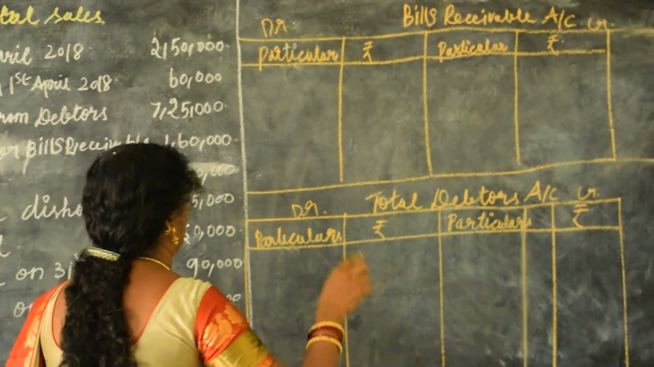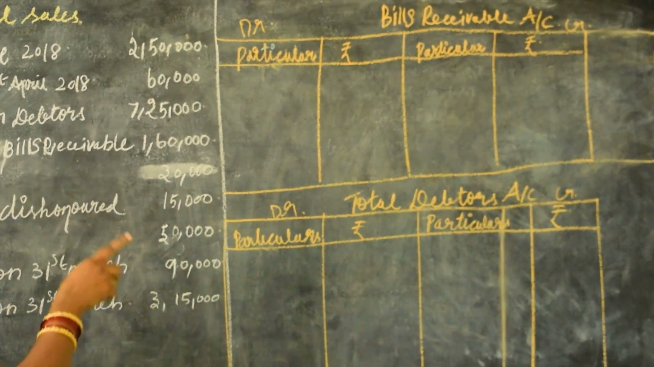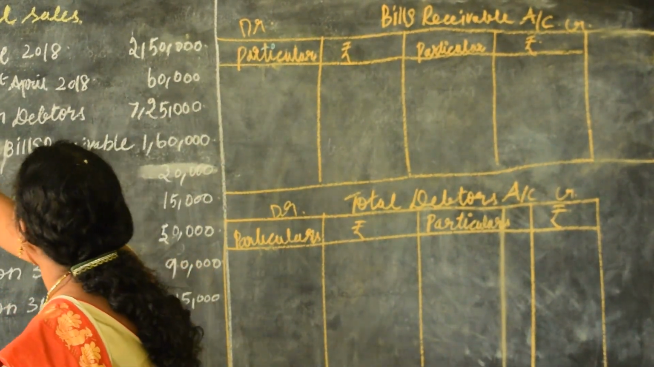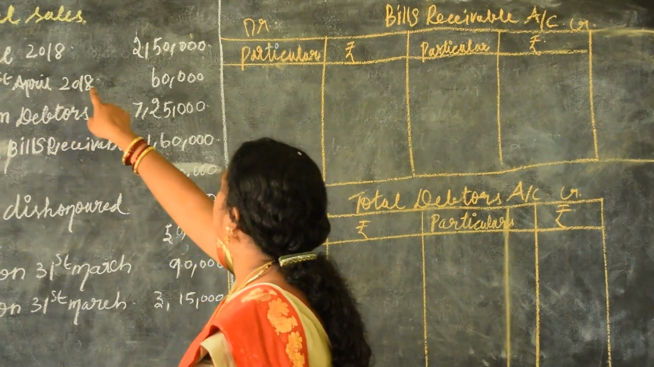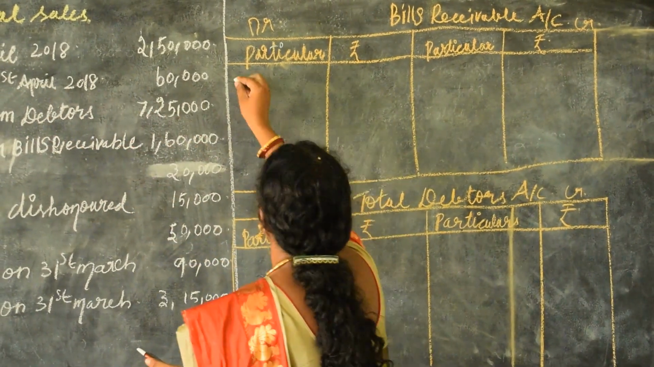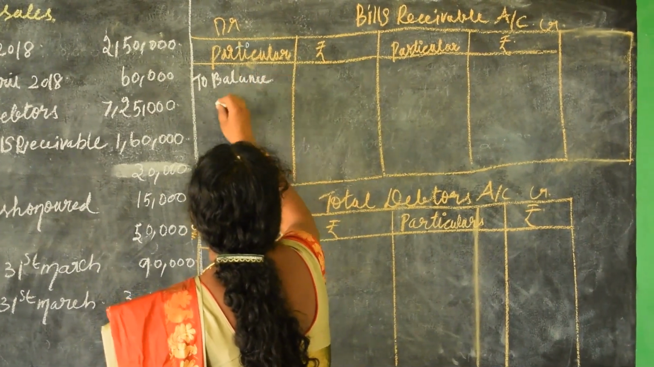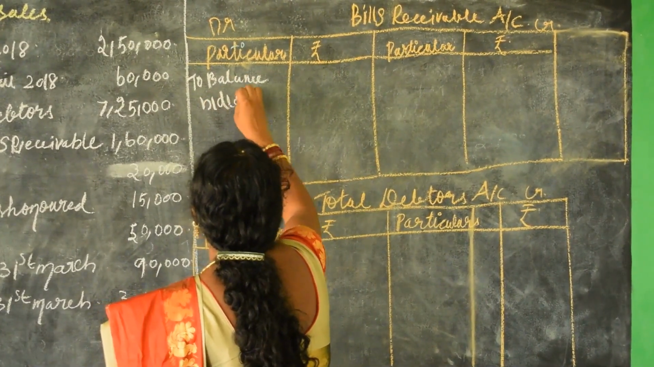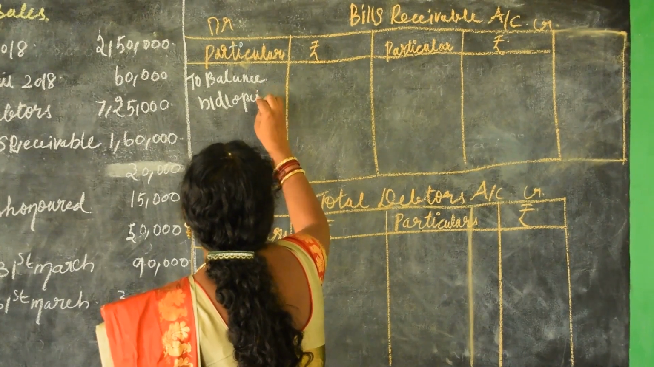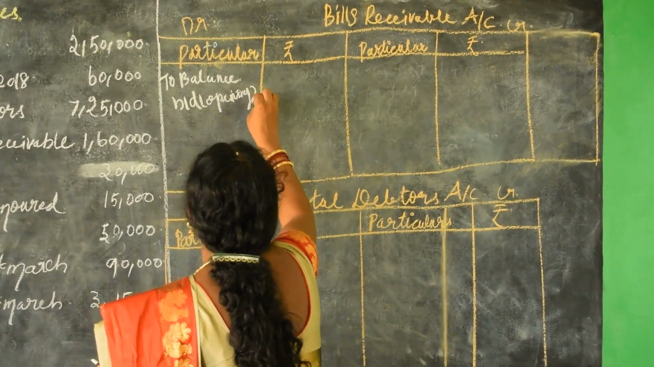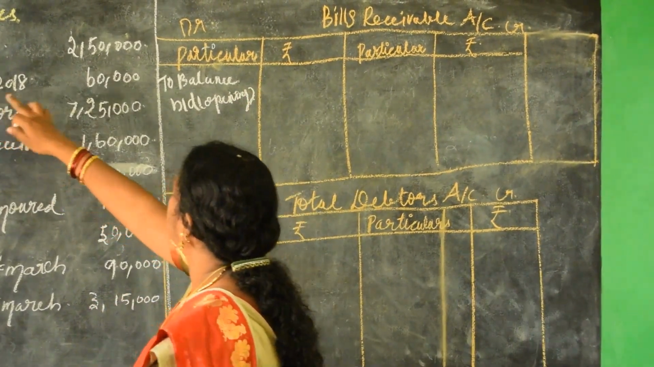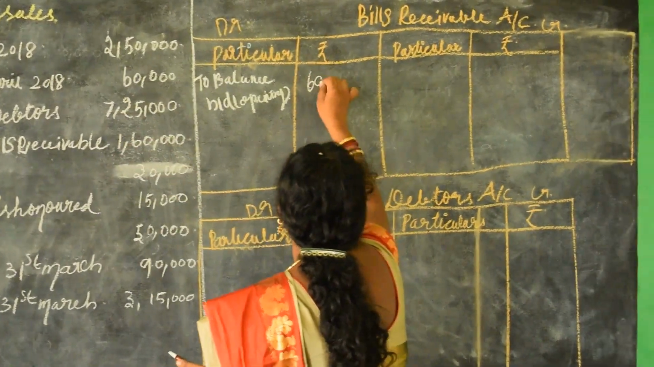Right, the same procedure: where should the opening balance come? Yes, it should come on the debit side. Bills receivable on 1st April 2018. So write To Balance B/D, opening. What is opening here? Bills receivable opening. So what is the amount? 60,000.